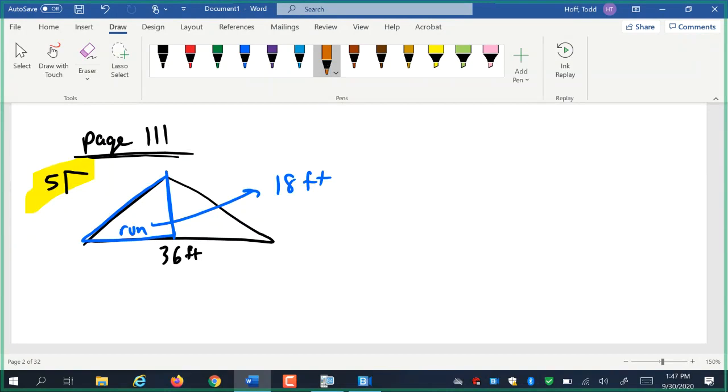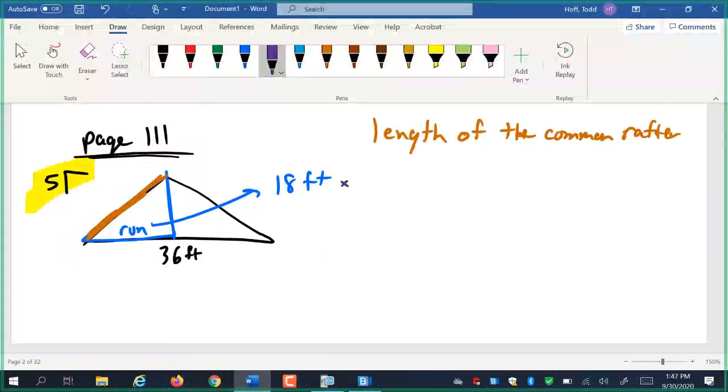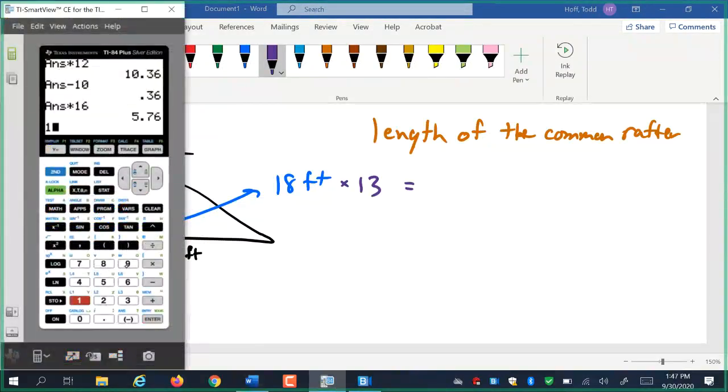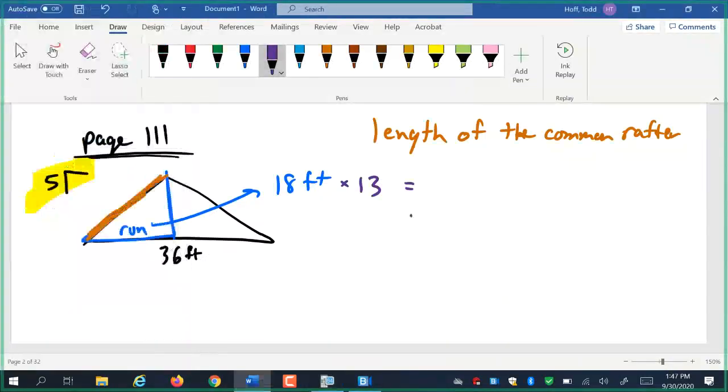So to find the length of the common rafter, which is this length right here, the run is 18 feet. We're going to look up under 5/12. That top number is just a 13. It's exactly 13. We have 18 times 13 gives us 234 inches.